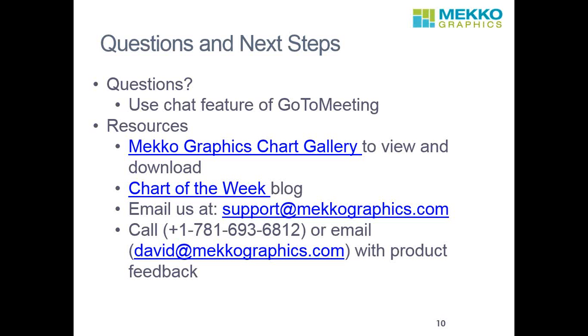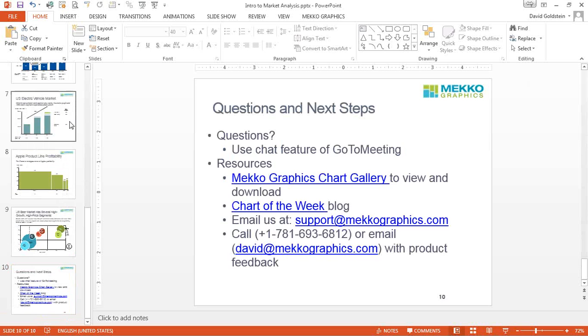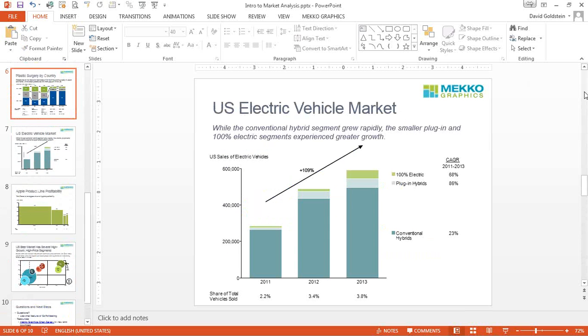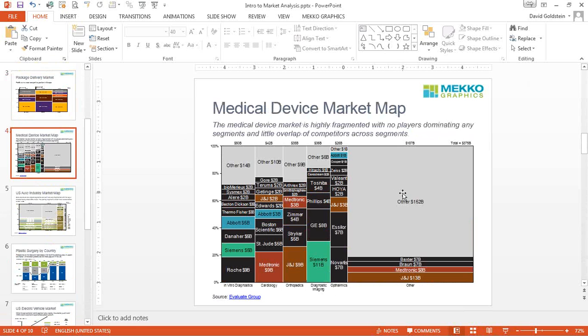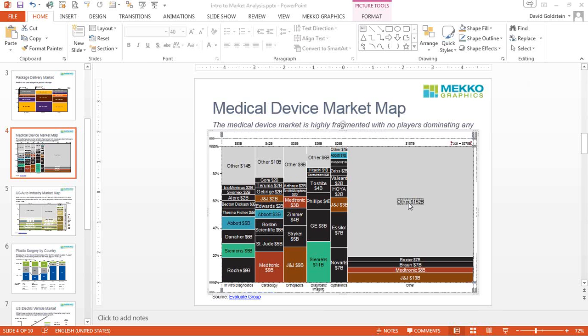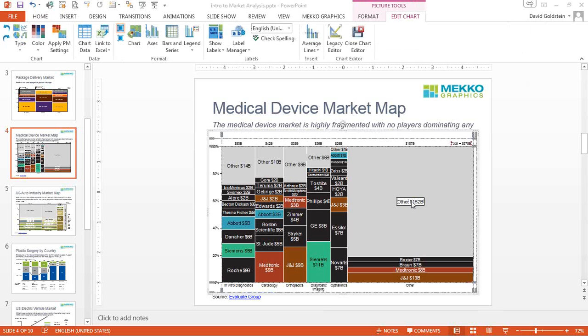I think probably the easiest way to show the number of competitors that make up the other segment would be to go in and actually edit the label in the other segment. In Mekko Graphics, you can click on a chart and then click on a label, and you can directly edit the label. You can type in whatever you want here. So if you want to show the number of competitors, you can put them right in here. That's probably the easiest way to do that.